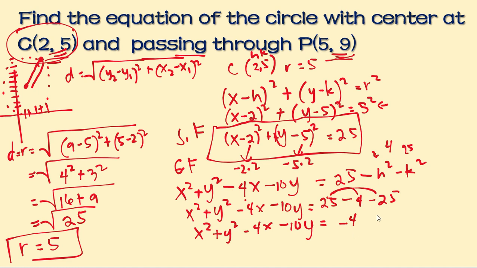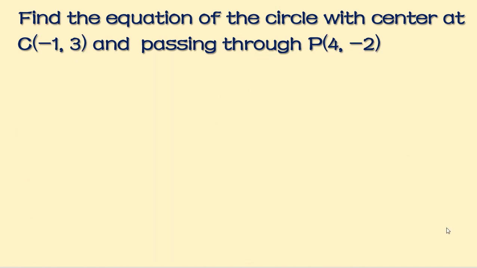Then, ililipat natin ngayon si negative 4 doon sa left side kasi general form. Dapat i-equate sa 0. And our general form, final answer, x squared plus y squared minus 4x minus 10y plus 4 is equal to 0. So, this is now our general form. So, let's have another example.